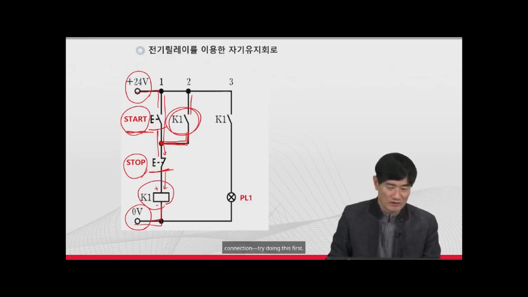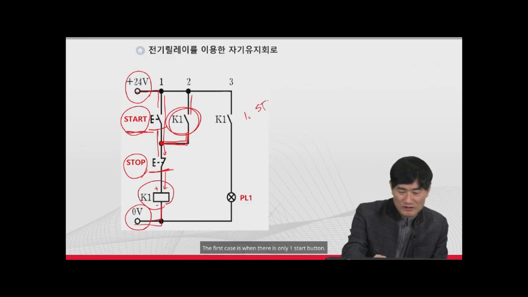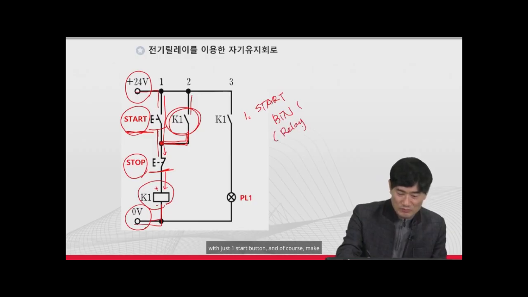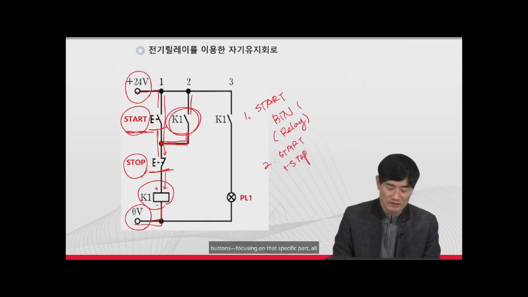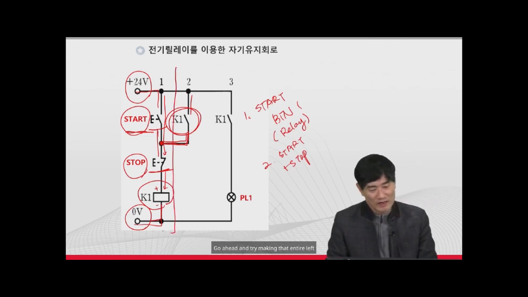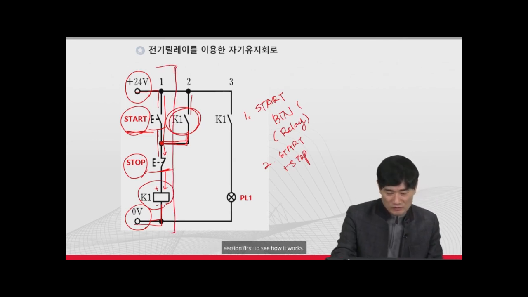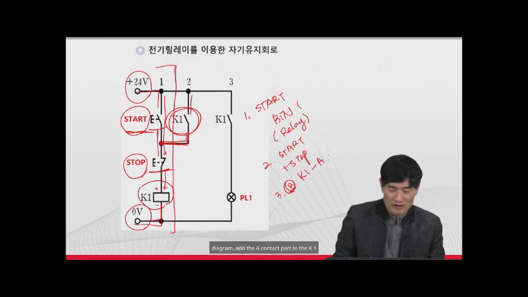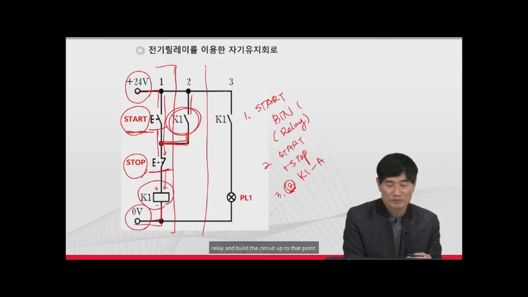Try doing this first. The first case is when there is only one start button. To begin with, you can try testing the setup with just one start button, and of course make sure the relay is included in the process. For the second step, try building the circuit using both the start and stop buttons, all the way up to the left side. Go ahead and try making that entire left section first to see how it works. Third, as indicated by the number 2 on the diagram, add the A contact part to the K1 relay and build the circuit up to that point.